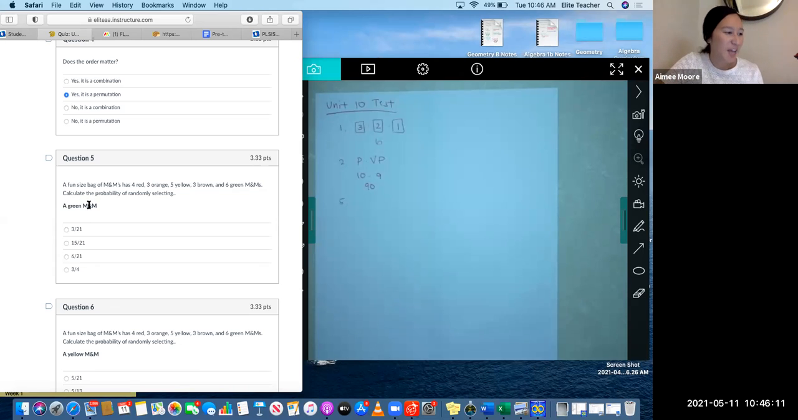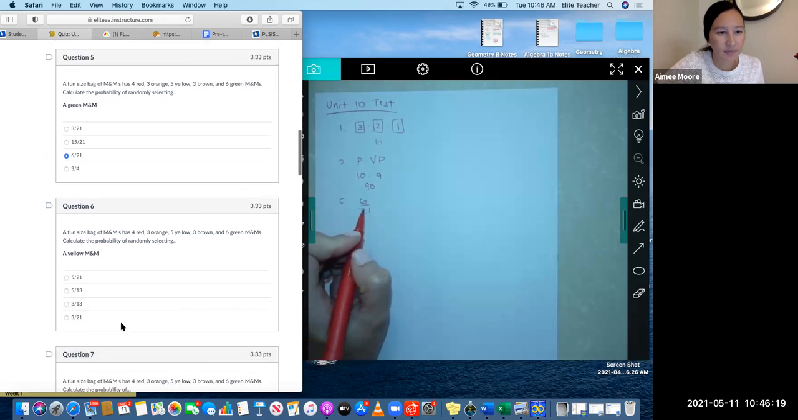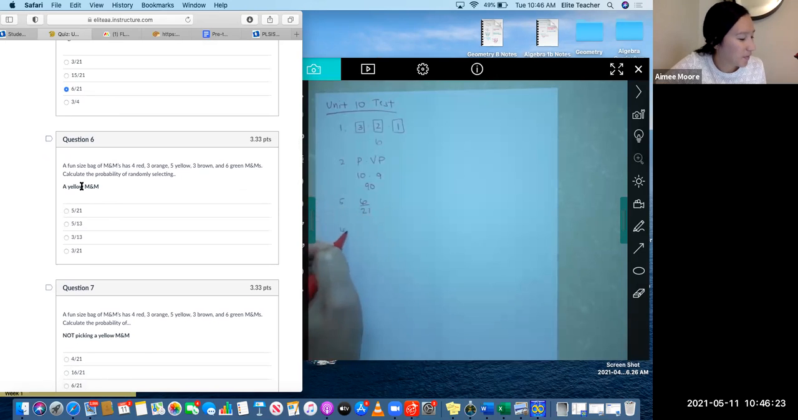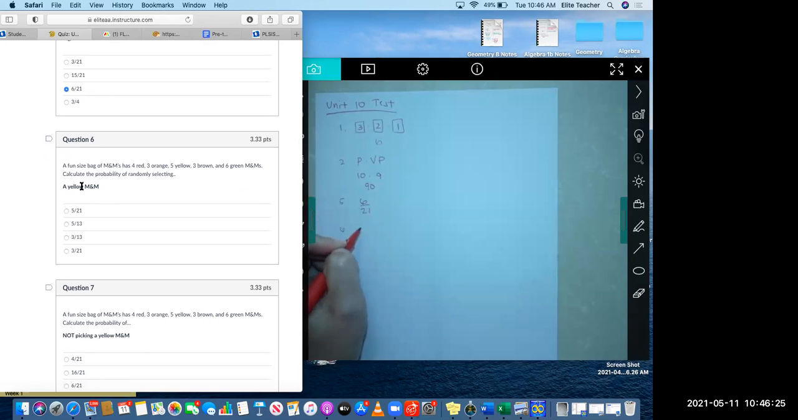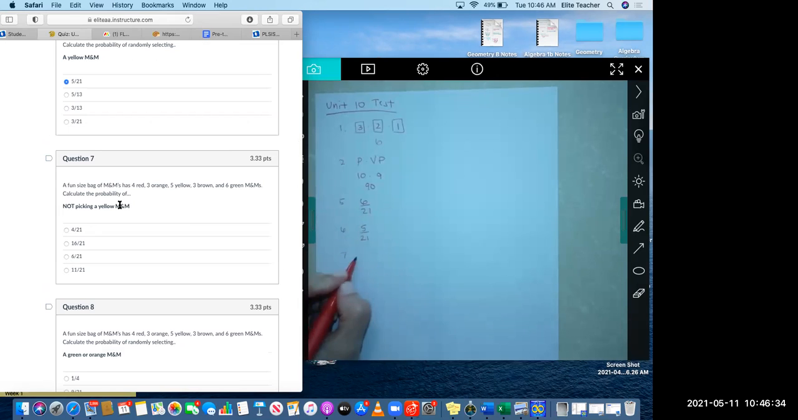All right, so picking a green M&M. How many are green? 6 out of 21. Okay, what about picking a yellow? 5 out of 21. All right, not picking a yellow. 16 out of 21. Yep.